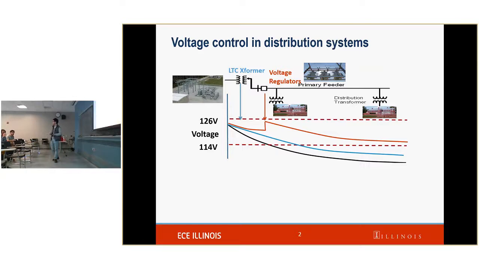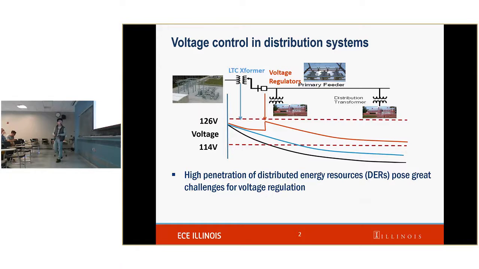You can boost the voltage level at a certain point using transformers or voltage regulators, but they only work at a relatively slow time scale, which makes them ineffective in current distribution systems, especially with the high penetration of distributed energy resources, or DERs, including electric vehicle batteries or PV panels. They pose great challenges for voltage regulation because they are highly variable and unpredictable, and they bring about very fast transient fluctuations of voltage in the system.